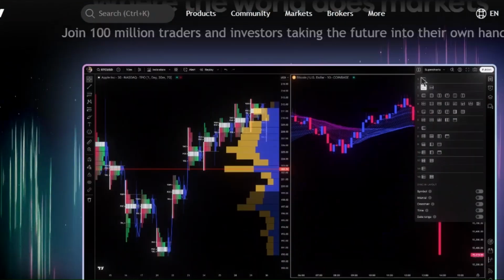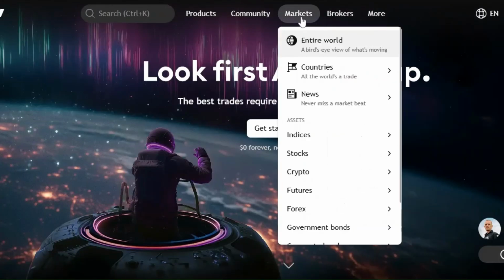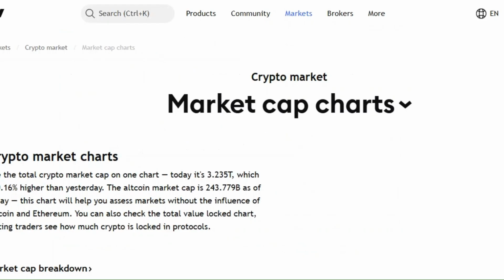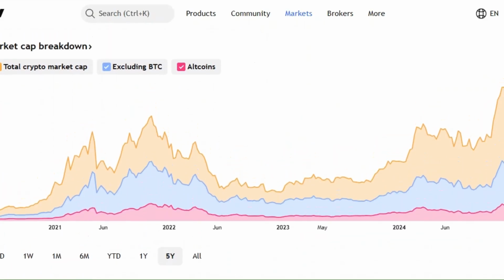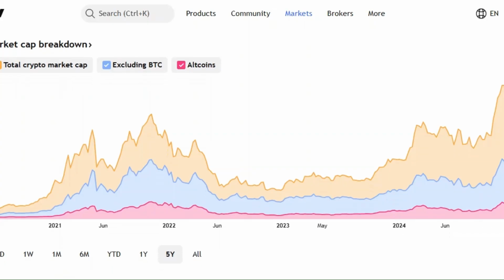Okay, you can see the different patterns. Okay, let's search for market. So we are interested right now in the crypto market, guys. You can see Bitcoin, Ethereum, Tether, Binance Coin, USD Coin, XRP coins. Okay, let's talk about the market chart. Okay guys, you can see this market is about all the altcoins.